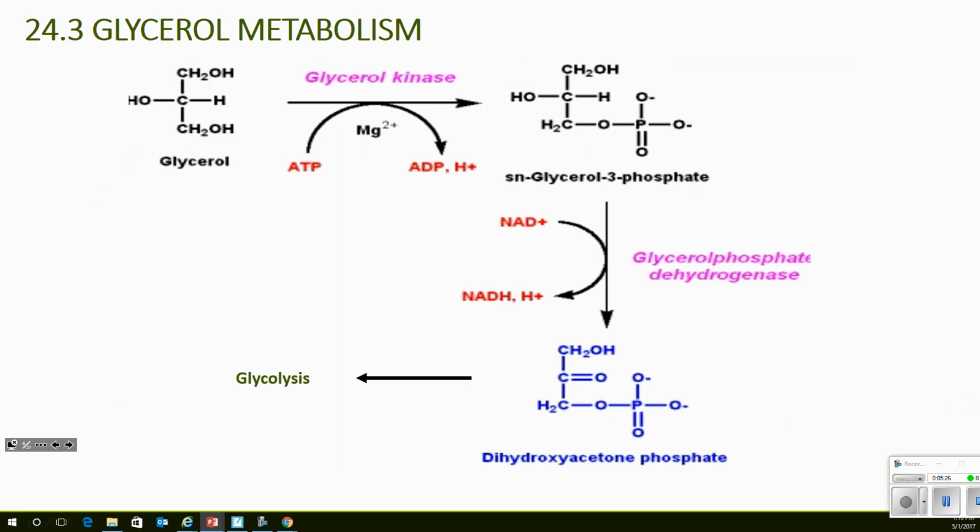So when we get to glycerol metabolism, we take glycerol through ATP and the enzyme glycerol kinase. These names are just horrible. We end up getting sn-glycerol 3-phosphate. Then through NAD+ and glycerol phosphate dehydrogenase, we can get dihydroxyacetone phosphate. And that enters the process of glycolysis. We get our phosphate, our Pi, again, moving through.